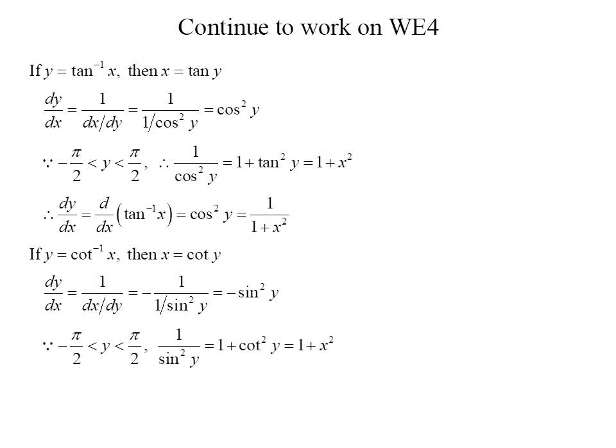Since the range of arctangent x is between negative pi over 2 and pi over 2, excluding both endpoints, the reciprocal of the square of sine y equals 1 plus the square of cotangent y, which equals 1 plus x squared. Hence, the derivative of arctangent x equals the negative square of sine y, which equals the negative reciprocal of 1 plus x squared.